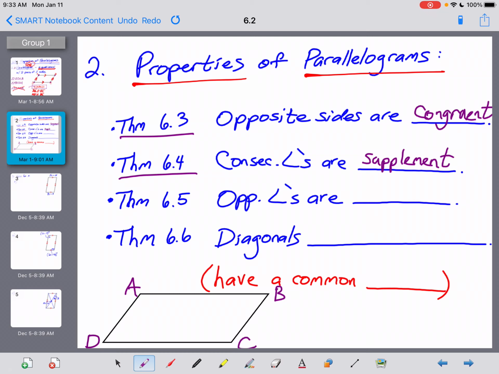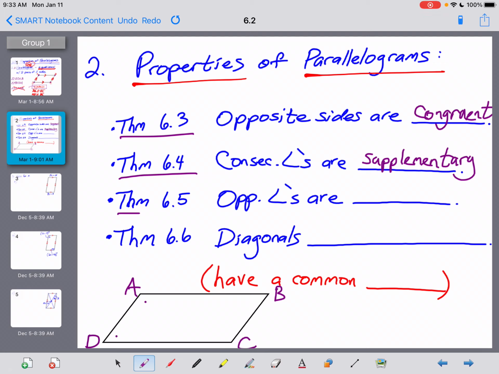And I certainly hope everybody by this point knows the definition of that word, because we talked about it within the first couple of days of this year. Supplementary angles have measures that add up to 180 degrees. So we know then that angle A and angle D would have to be supplementary.